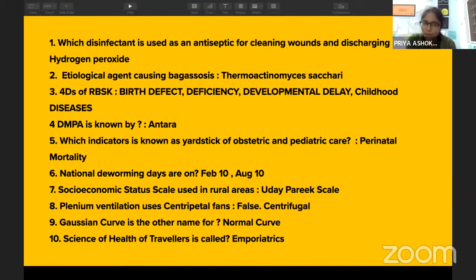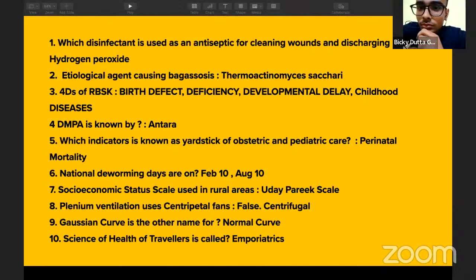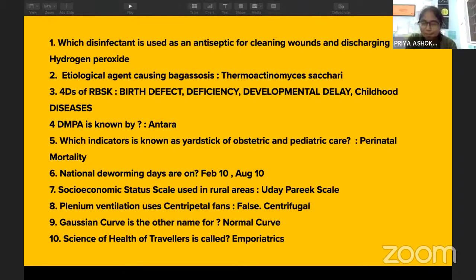That was right. 4Ds of RBSK, you told correctly: defect, deficiency, developmental delay, and childhood diseases. See, the question was, DMPA is also known as what? Is it Nirodh? It's Depo-Provera, the brand name, I guess. I don't want the full form. Antara is how it is sold. Like you have Saheli, you have Ezipill, we have Nirodh, like that. Antara. Okay. Antara was a program. Sorry.